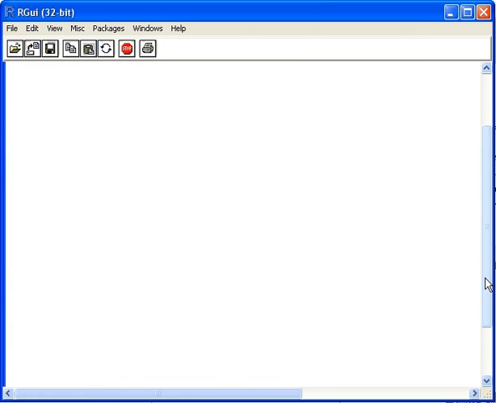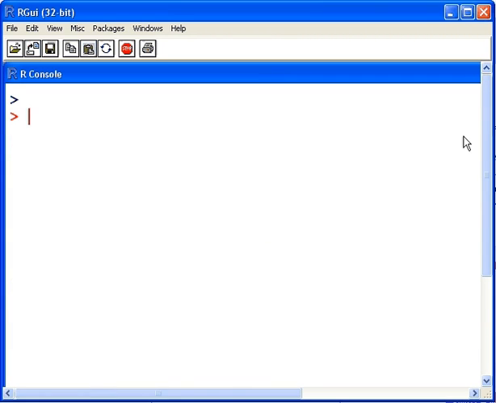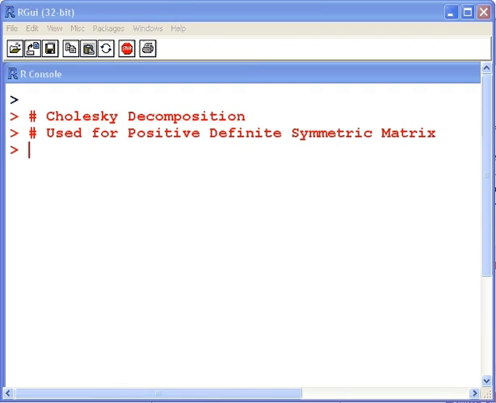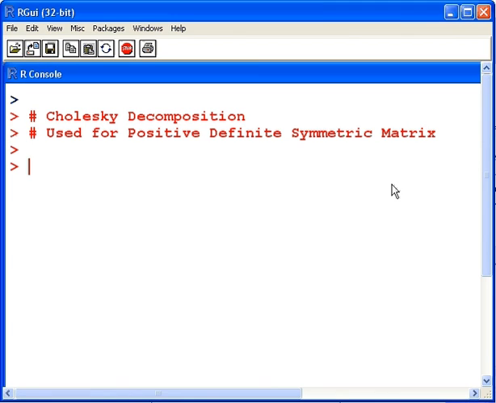Okay, I'm going to move on now to Cholesky decomposition. Now, Cholesky decomposition is for a positive semi-definite symmetric matrix. Now, just to be clear, that's very specific types of matrices, not all types of matrices. So let's just have a quick look at an example of a symmetric matrix.